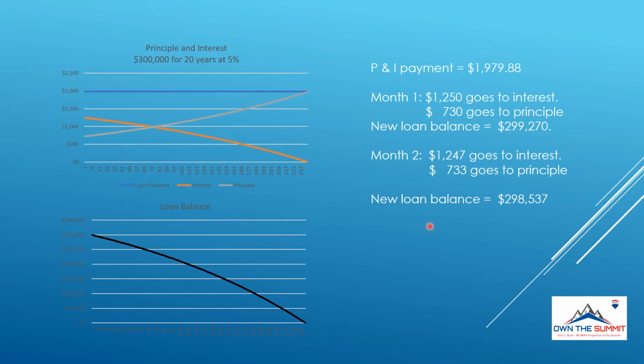But that $730 reduces the principal amount for the following month. So in the next month, our interest is calculated not on $300,000, but on $299,270. So we see interest go down $3 to $1,247. Our payment stayed the same, so our contribution to principal goes up by $3. And now our new loan balance is $298,537. So each month, we see the loan balance decline. We see the amount of the payment going to principal rising, the amount going to interest declining.